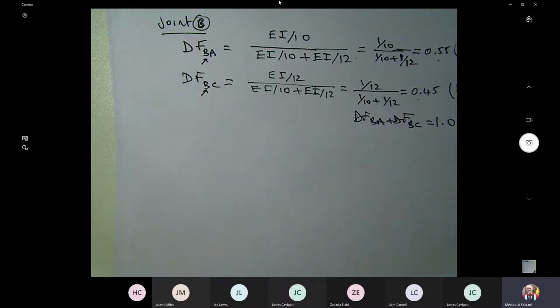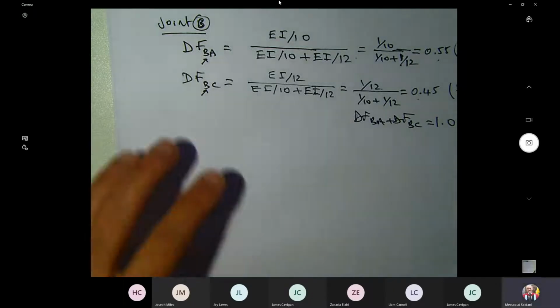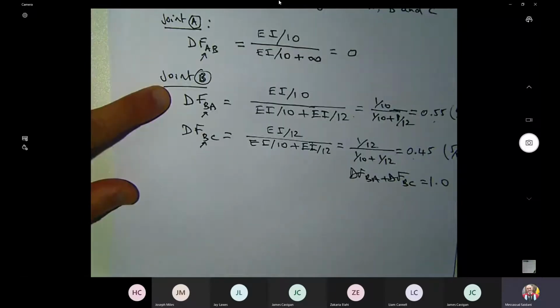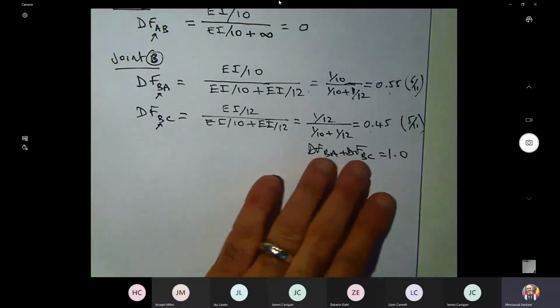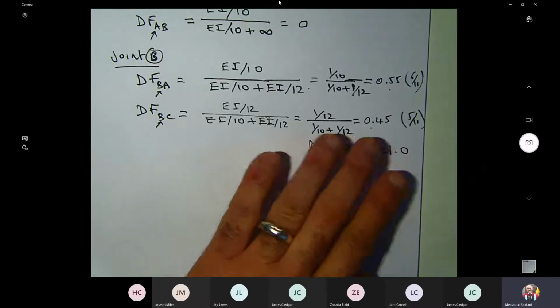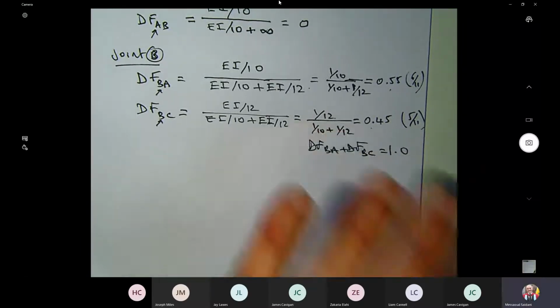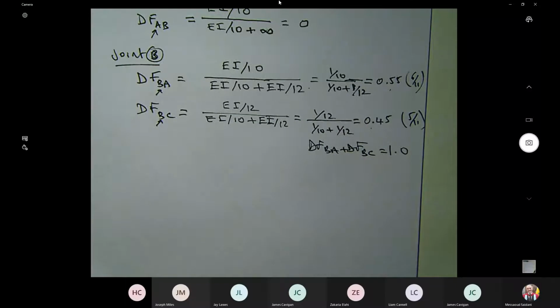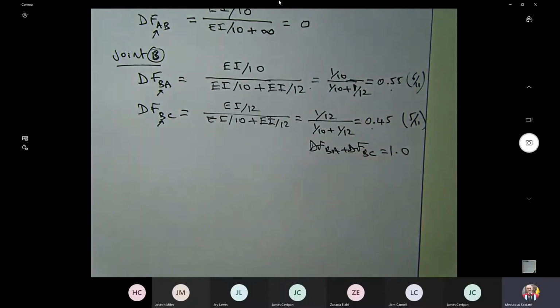But let me say something important here. When you have an intermediate joint, the sum of the distribution factors must be equal to 1. All right? But if the sum is equal to 1, it doesn't mean that your answers are correct. If you don't get 1, your answers are definitely wrong. But if you get 1, it doesn't mean that your answers are correct.